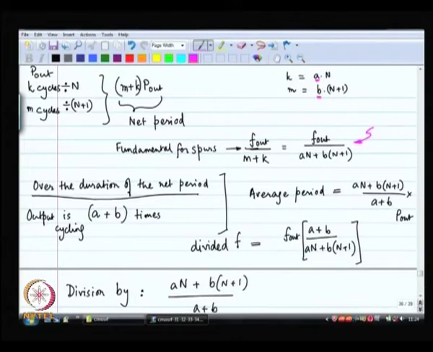So, my fundamental for the spurs will be at this particular frequency. I will get spurious frequencies. This is the net period for those spurious frequencies. So, I will be getting some up pulses, some down pulses, etc. and they will keep repeating at this frequency. So, this is the fundamental.